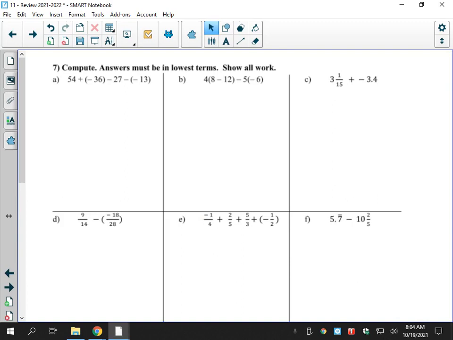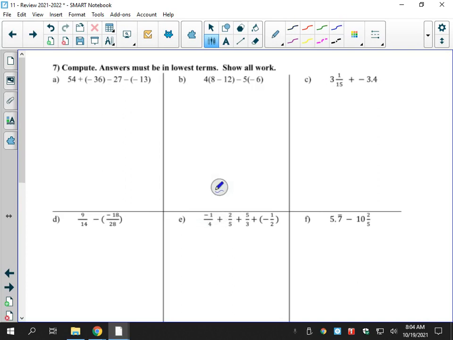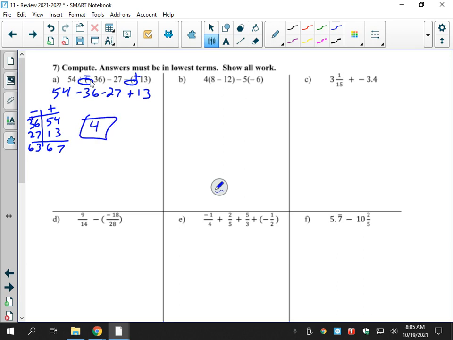On page 2, we've got a variety of simplifying, so some integers, some fractions, whole good mix. Okay. All right, so A here really is just combining double signs in team games. Remember, combine your double signs and then rewrite. So we've got 54 minus 36 minus 27 plus 13. We can go off and do our team game. So negatives have 36 and 27. Positives 54 and 13. So that'll be 67 and 63. So positives win by 4.